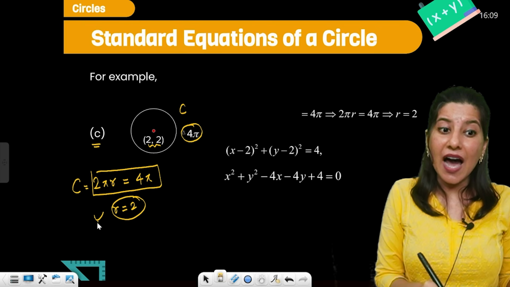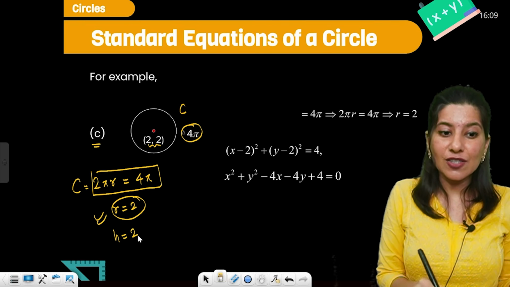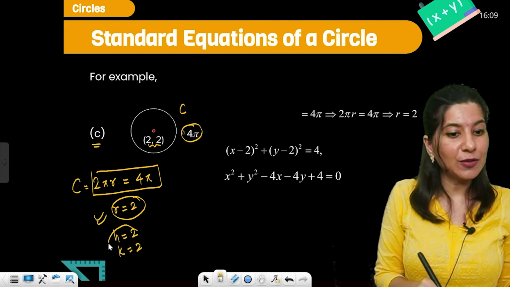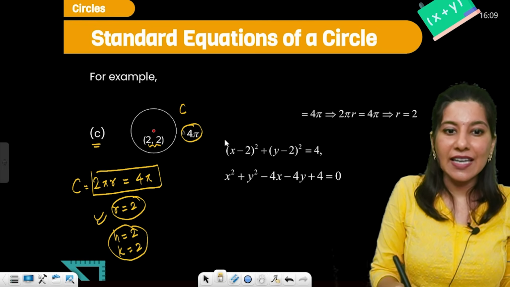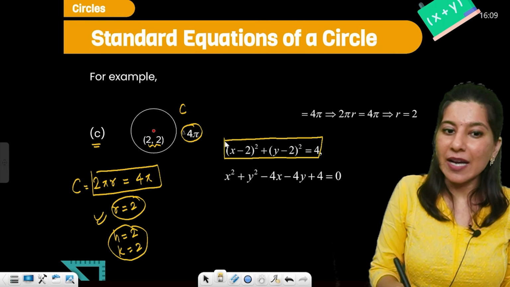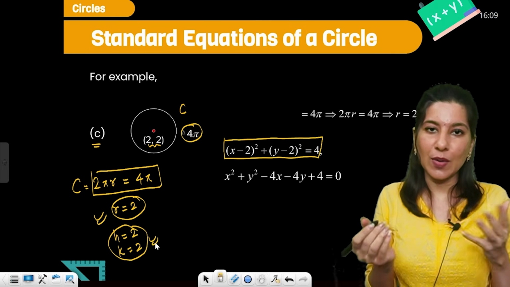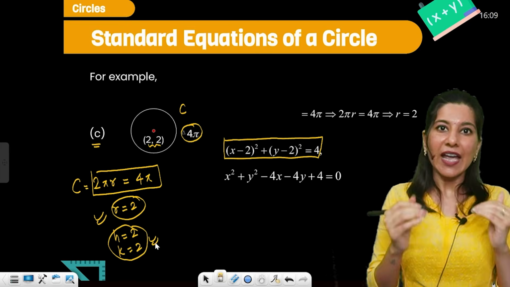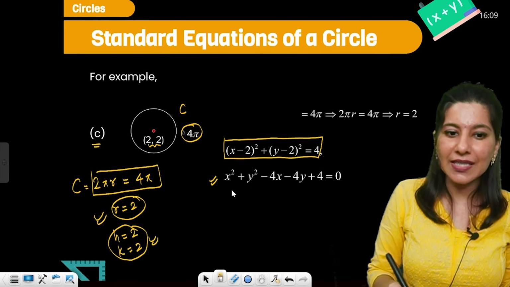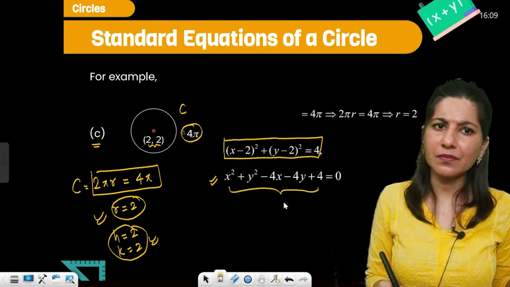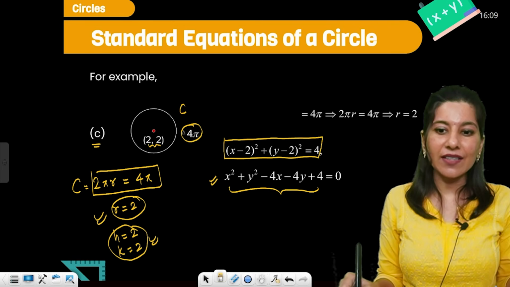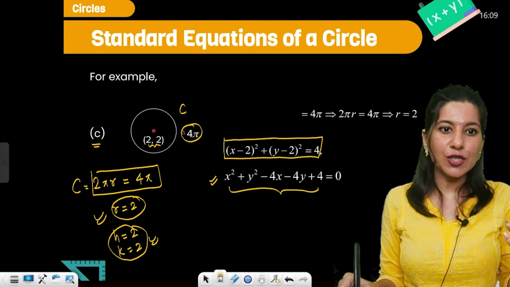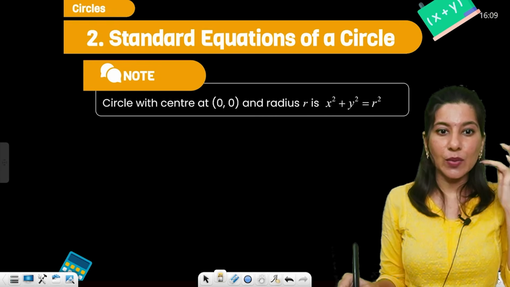Now this time r is 2 and (h, k) is again (2, 2). Now you just apply this: (x − 2)² + (y − 2)² = 2² will be your answer. And if you want, you can just open this to get the final result. Again, another very basic question to understand the standard equation of a circle.